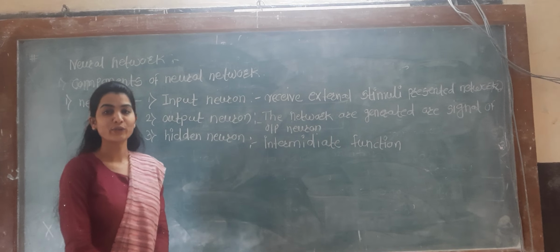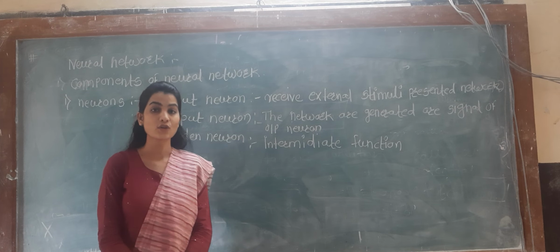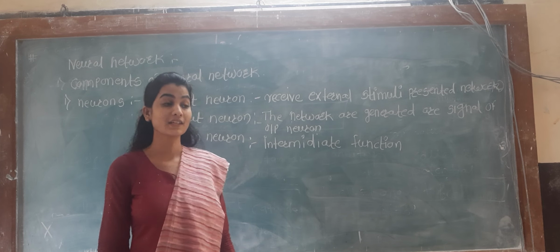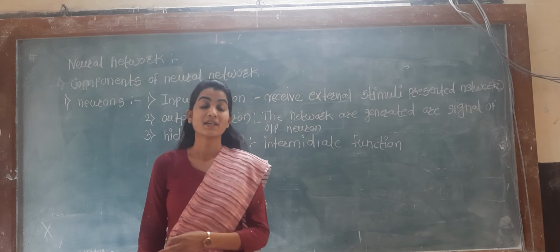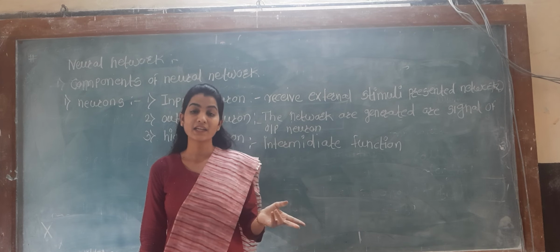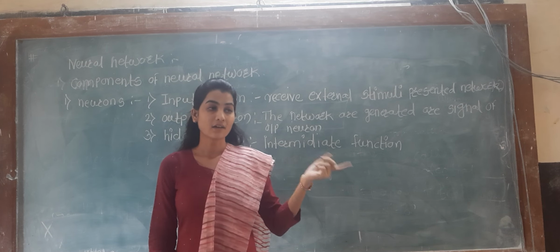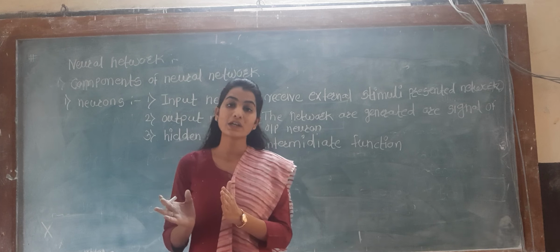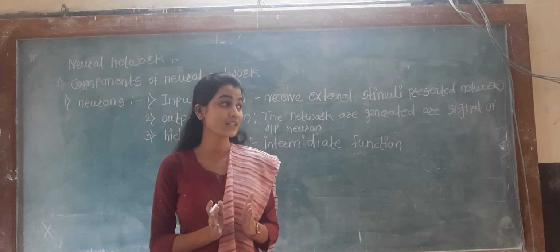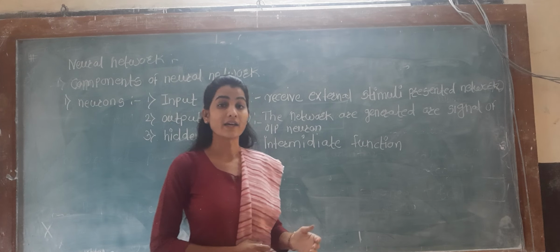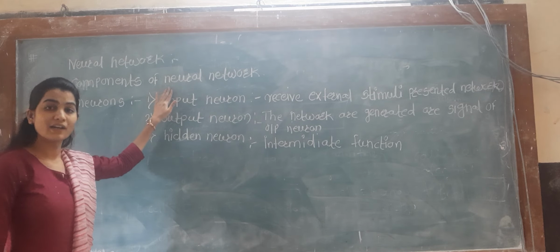Then what is meant by neural network? Our brain is made up of billions of neurons. Each neuron is connected to the other neurons. That means one neuron is connected to another neuron, and that neuron is connected to yet another neuron. That means the input layer is connected to the hidden layer, and the hidden layer is connected to the output layer.